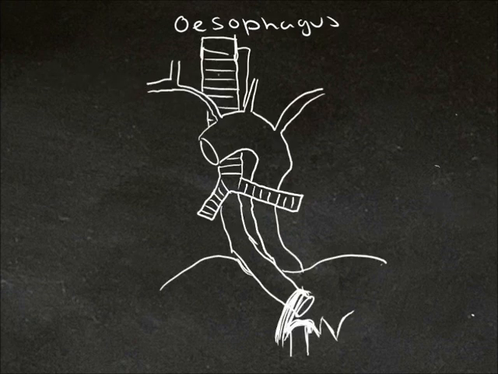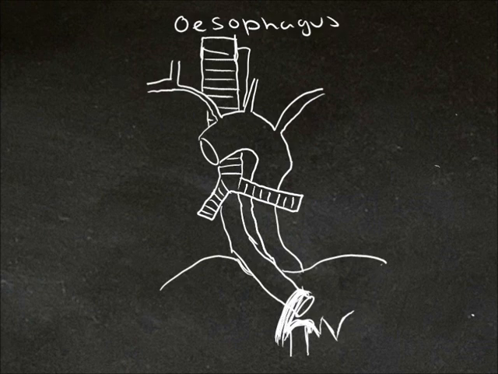So here we have our trachea, our aorta, and our aortic arch. And behind that is the esophagus, and it's poking out just here. So our first constriction and our first sphincter are up here. Our second constriction is right around here. And then we have another one here. And finally, we have our last constriction here, and our sphincter would be here.